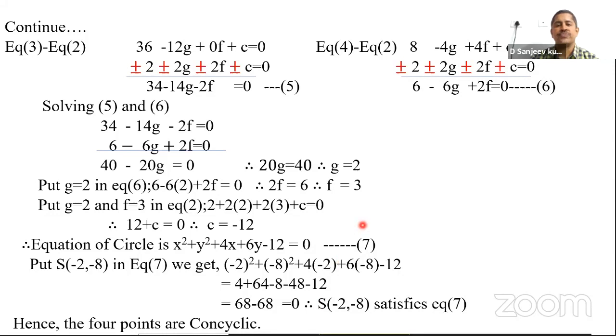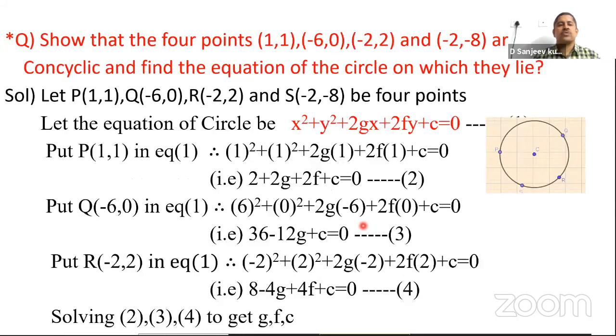So have you followed this? To show that 4 points are concyclic, you've taken the 4 points and you've taken the equation of circle as the standard equation of circle, substituted the first point, second point, third point. You got 3 equations, equation 2, equation 3 and equation 4.